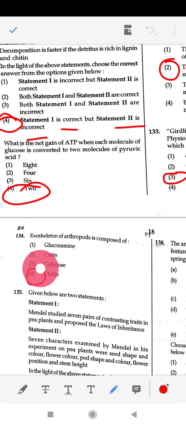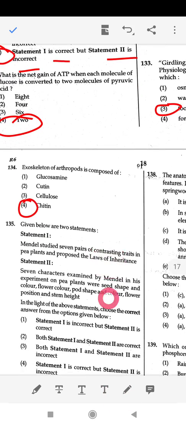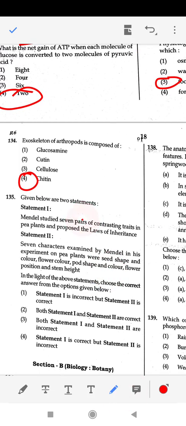that is chitin. Given below are two statements. Mendel studied 7 pair of contrasting traits in pea plant and proposed laws of inheritance. 7 characters examined by Mendel in his experiment on pea plant were seed shape and color, flower color, pod shape and color, flower position and stem height. In the light of above statements, choose the correct answer from the options given below. 2 is the right option. Both statement 1 and statement 2 are correct.